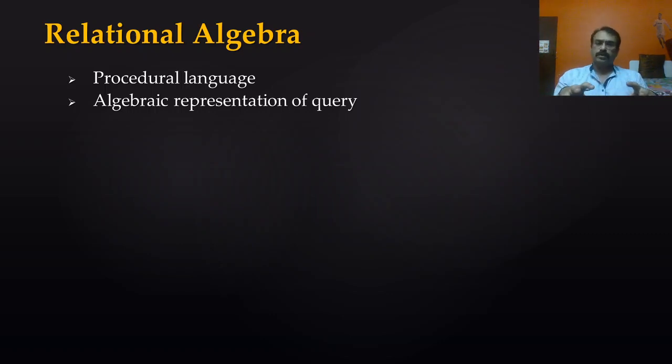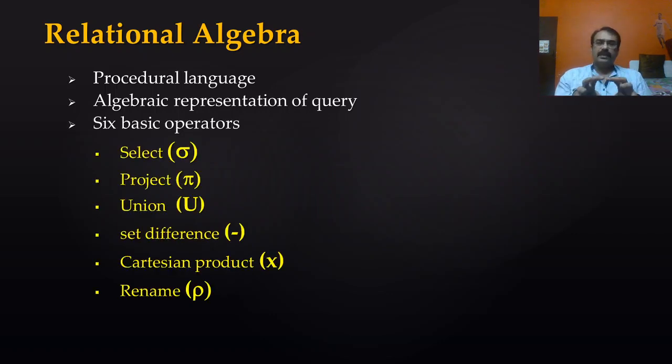Ultimately, it is also a procedural language, but it is an algebraic representation of a query rather than a formal statement-like representation. There are basically six operators with the help of which we are going to work. These six operators are select, project, union, set difference, Cartesian product, and rename. These are all used in the form of symbols. Sigma is used for select operation, pi symbol is used for project operation, U for union, minus for set difference, x for Cartesian product, and rho for rename.